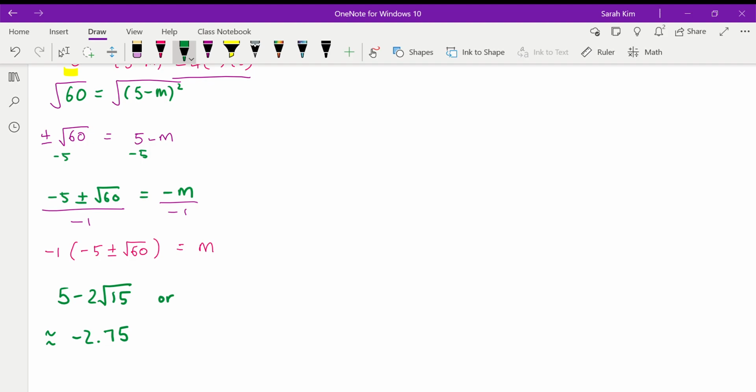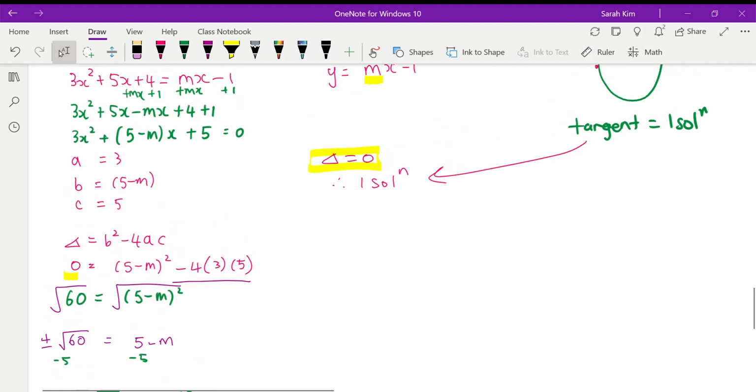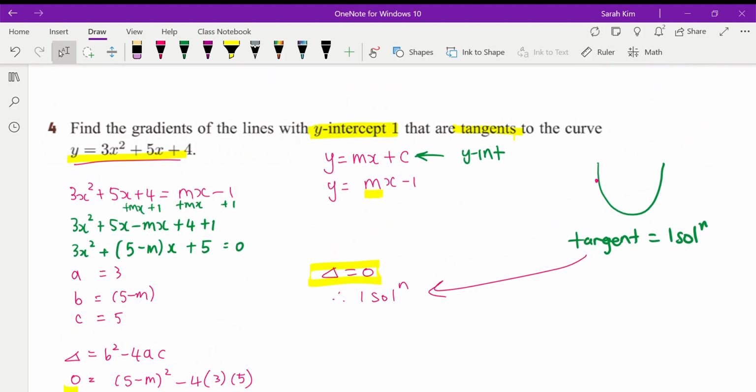or I get 5 plus 2 square root 15, which is approximately 12.75. Let's just check with the answers. Which answers were these? Minus 1 or 11. Okay, I didn't do this right somewhere. Let's see if we can figure out where we did it wrong. I know where I did it wrong.